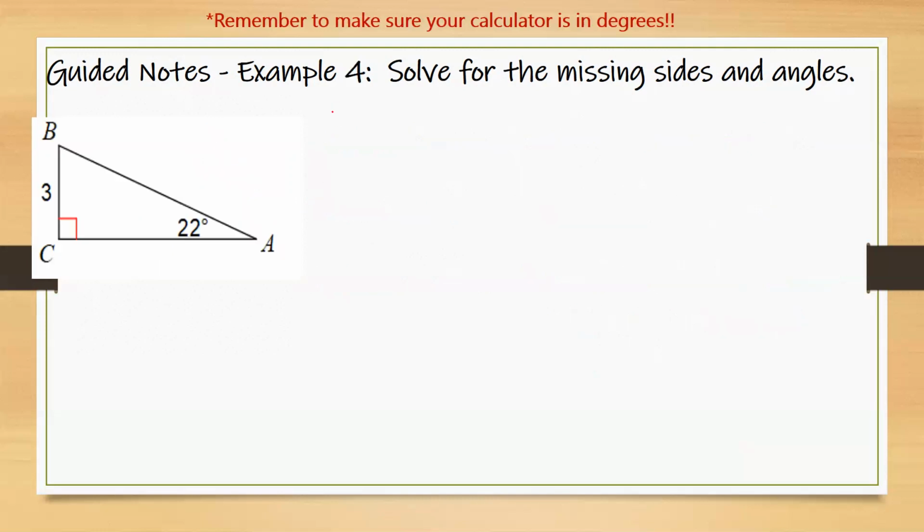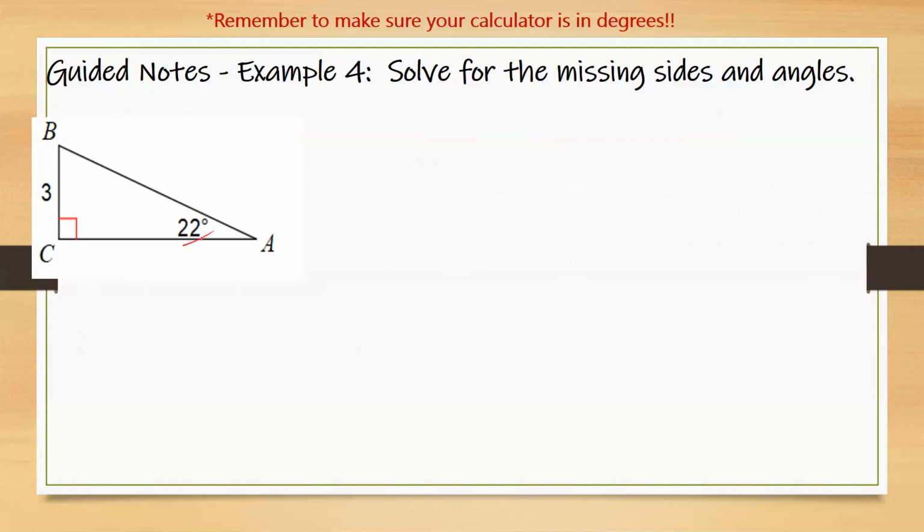Okay, last one in your guided notes. Solve for the missing sides and angles. You're going to do the same thing that you've done for the other 3 examples. Pause the video, try it on your own. Okay, let's take a look at this. We cannot do the Pythagorean theorem first because we only have one side, but we can use a trig function.